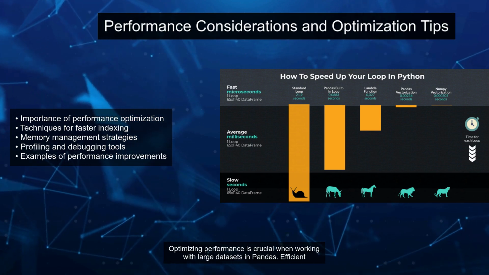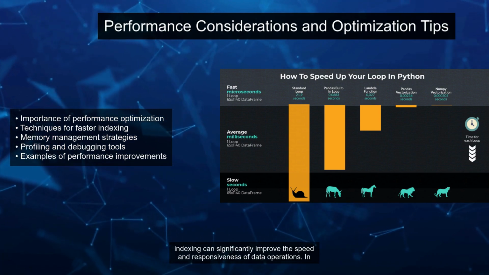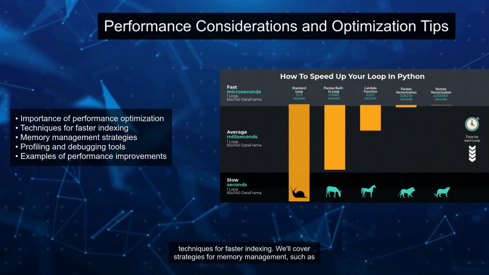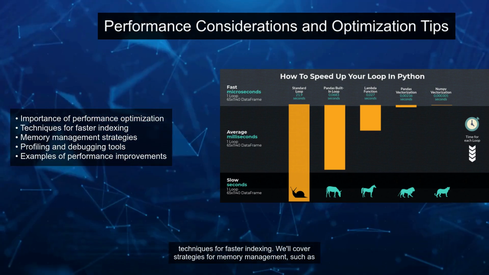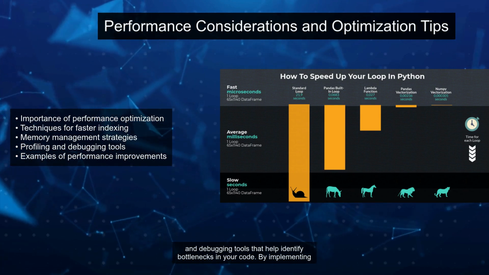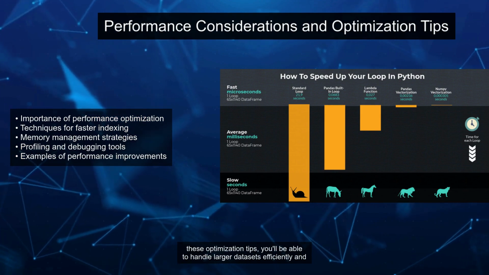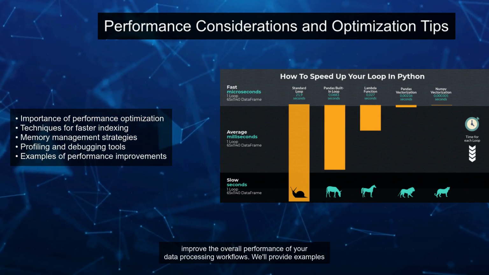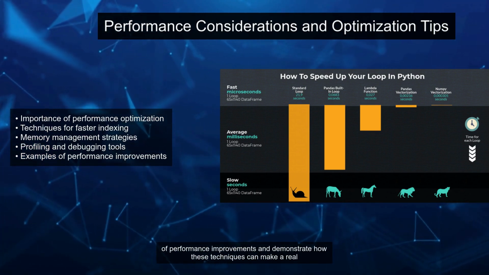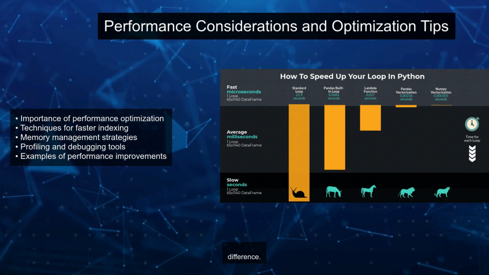Optimizing performance is crucial when working with large datasets in Pandas. Efficient indexing can significantly improve the speed and responsiveness of data operations. In this block, we will discuss the importance of performance optimization and explore techniques for faster indexing. We'll cover strategies for memory management, such as using appropriate data types and avoiding unnecessary copies. Additionally, we'll introduce profiling and debugging tools that help identify bottlenecks in your code. By implementing these optimization tips, you'll be able to handle larger datasets efficiently and improve the overall performance of your data processing workflows. We'll provide examples of performance improvements and demonstrate how these techniques can make a real difference.